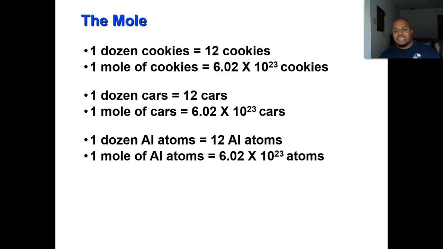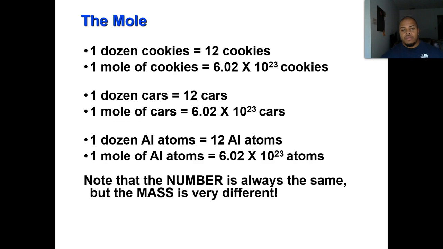Aluminum atoms, the same type of idea. No matter what it is, it's just a counting unit. So however many moles, multiply that by 6.02 times 10 to the 23rd, and that's going to give us an idea of how many atoms, molecules, particles, whatever, are involved. Now, note that the number is always the same, but the masses can be very different. There's a big difference between the mass of a car and the mass of a cookie.